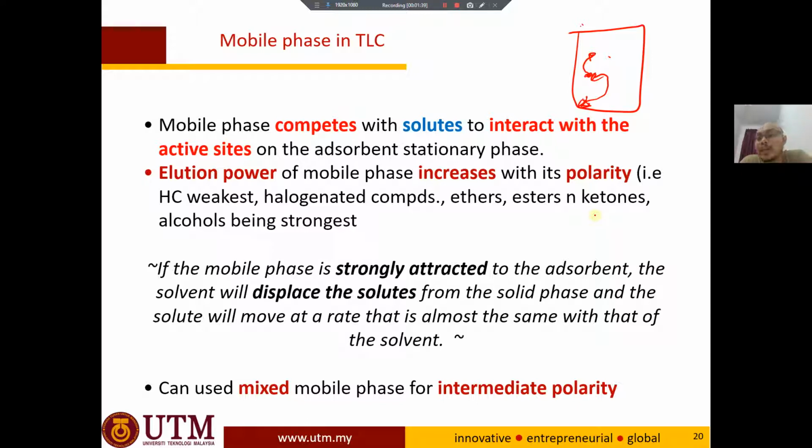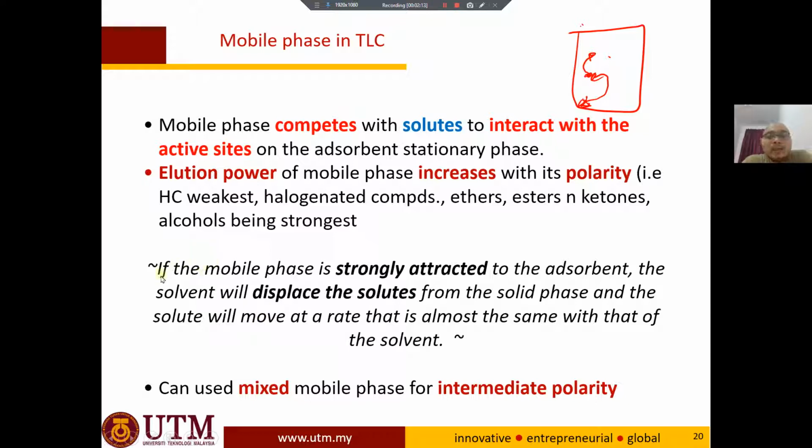Okay, how to increase the elution power? To increase the elution power, we increase the polarity. If you want to reduce the elution power, we can reduce the polarity of the mobile phase. So here is just theoretically how the mobile phase works. But don't misunderstand that we need to have a strong polarity. It's not necessarily. Same goes for the HPLC later on. We don't necessarily need the stronger mobile phase. It depends on our analytes.